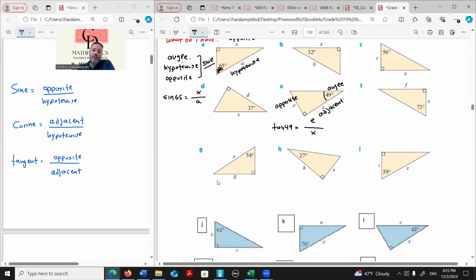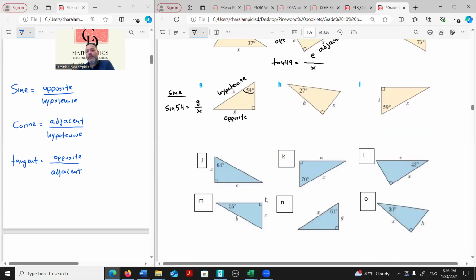Let's go to G. What do we have in G? We have the angle, which is 54 degrees. Based on this angle, we have the opposite, and we have the hypotenuse. Which trigonometric ratio combines these three? Angle, opposite, hypotenuse. Again, it's the sine. The equation that needs to be expressed is sine 54 is equal to the opposite, which is G, over the hypotenuse.